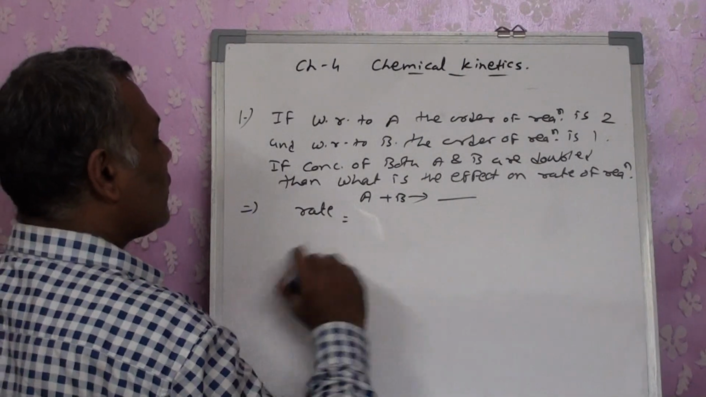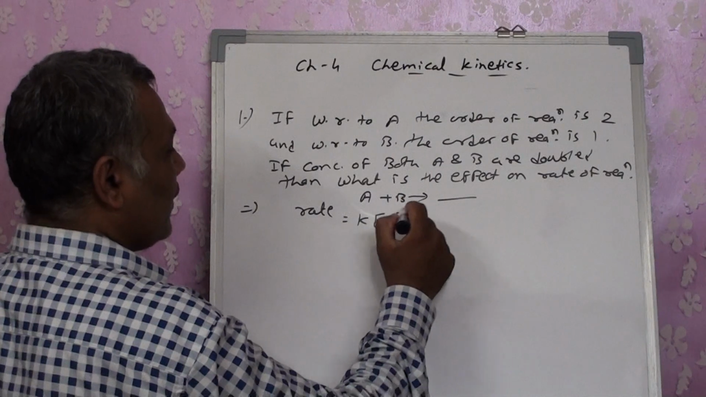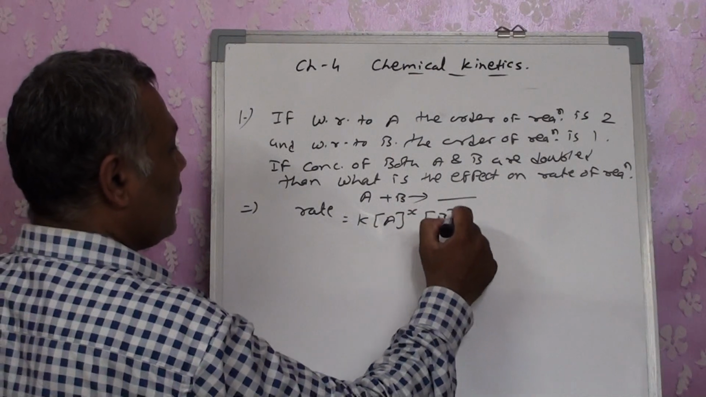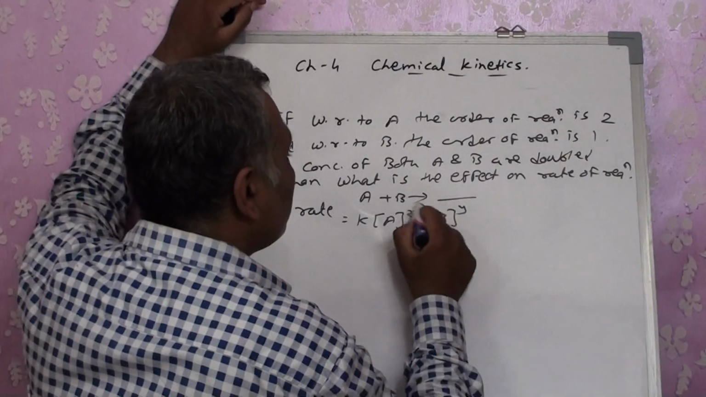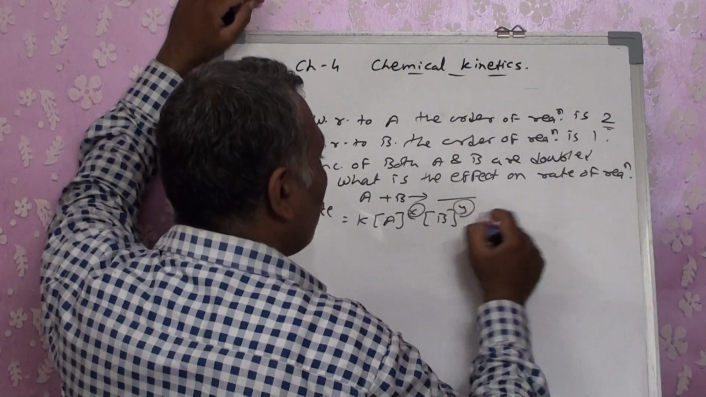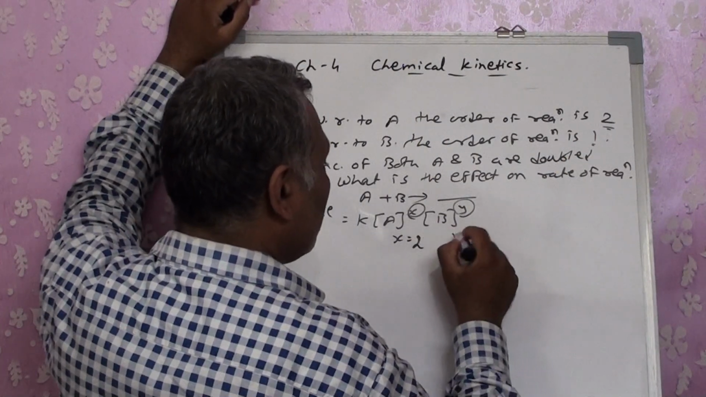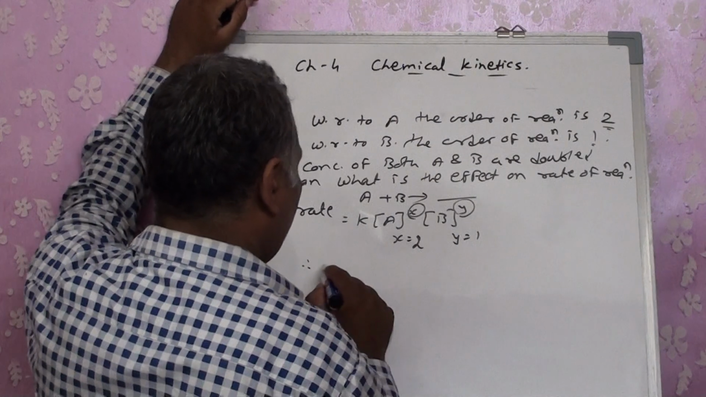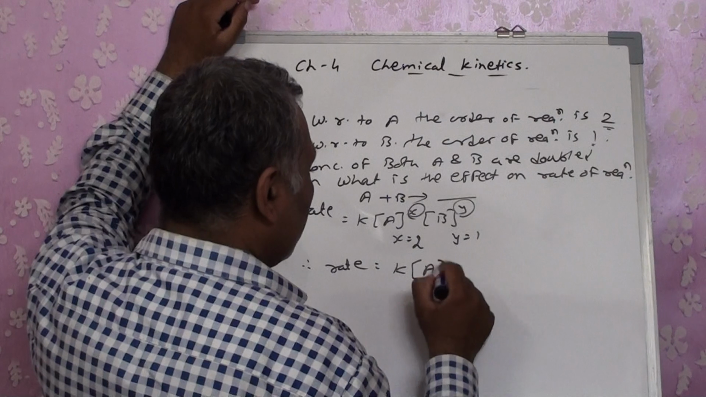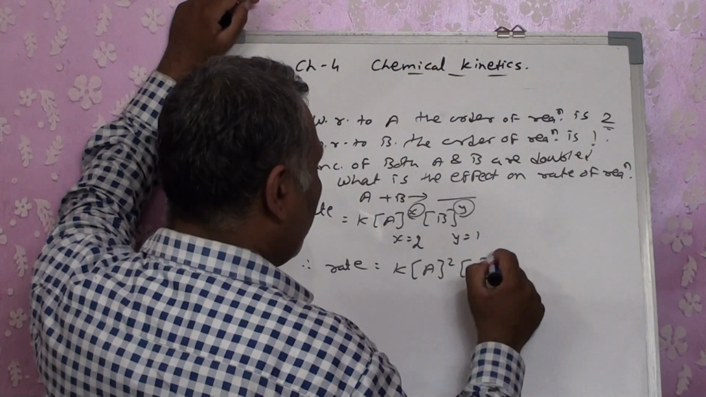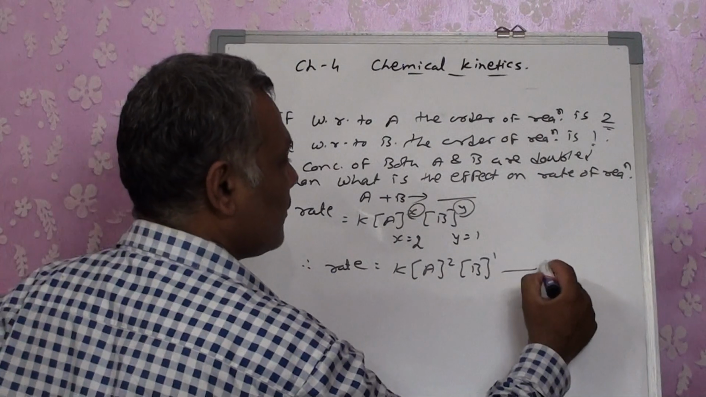So rate will be equal to K A raised to X B raised to Y in general. But again, it is told to me X is 2, Y is 1. So X is 2, Y is 1. Therefore, rate is equal to K A raised to 2 B raised to 1. Now this is initial.